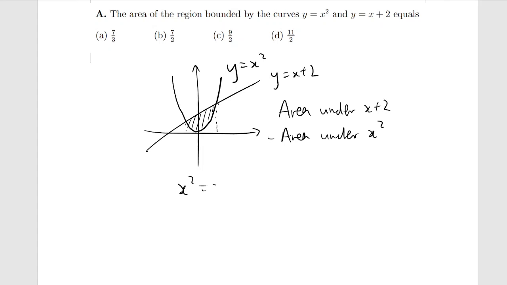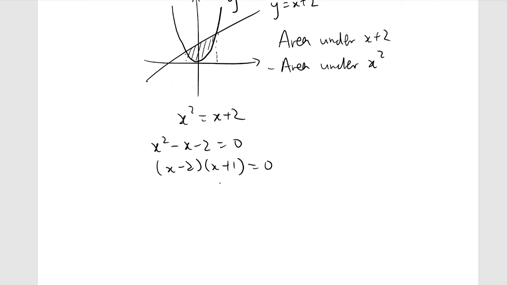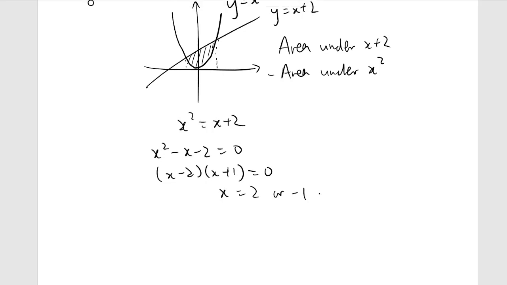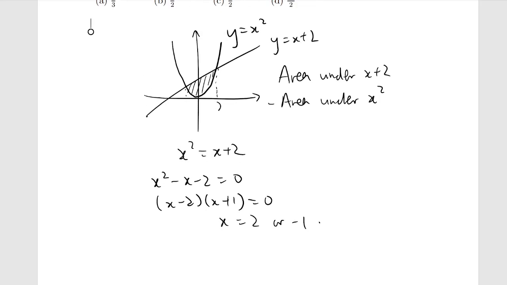So x squared equals x plus 2, which yields x squared minus x minus 2 equals 0. So that simply factorizes to x minus 2, x plus 1. Yep. So x would be 2 or minus 1. Fine, so those are our limits there. So I have 2 and minus 1. Cool. So now we could integrate.